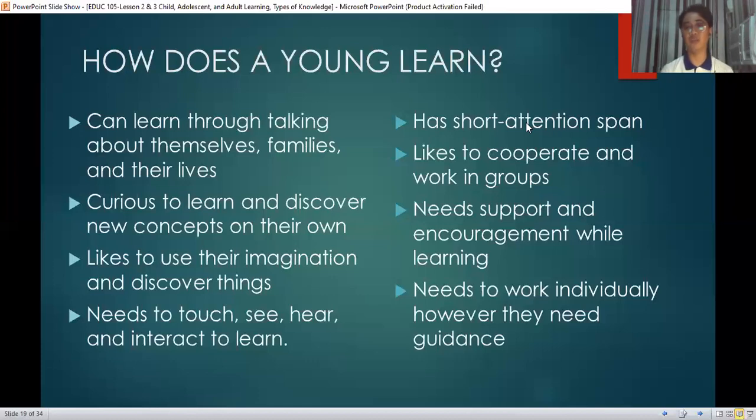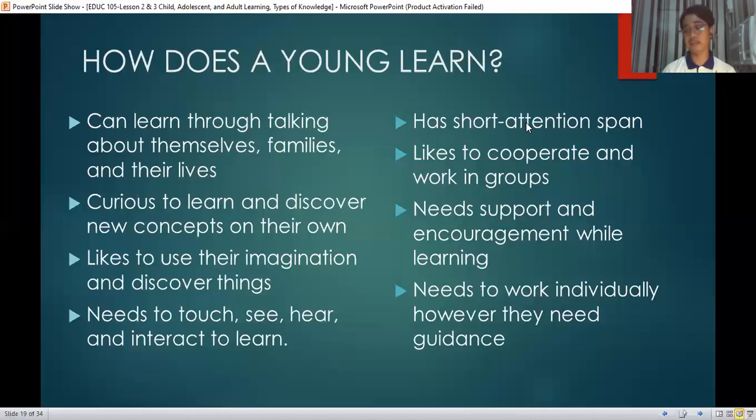They like doing that. Yung independent learning, yung sila mag-isa, pwede naman, but most of the time, they would like to work. They think of working in groups as a form of play. Ayan. Gusto nila yung naglalaro. Okay. They need support and encouragement while learning.